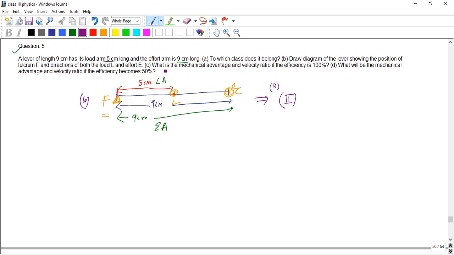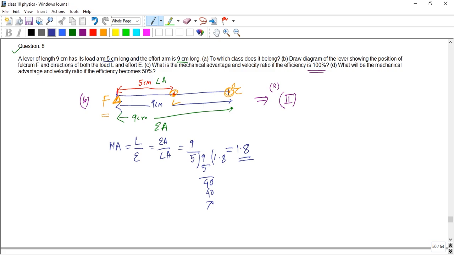Now, what is the mechanical advantage and velocity ratio if efficiency is 100%? We know the mechanical advantage equals load over effort, and also effort arm by load arm. Here the given values are effort arm and load arm. So the mechanical advantage: effort arm is 9 and load arm is 5, so 9 by 5, that is 1.8.